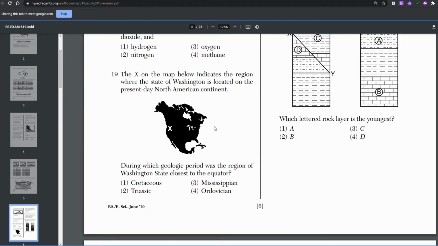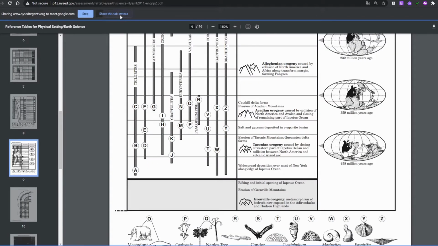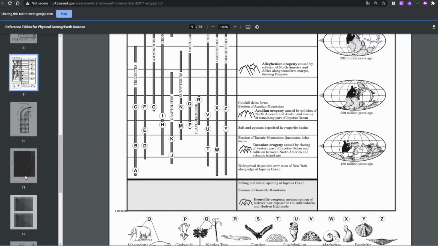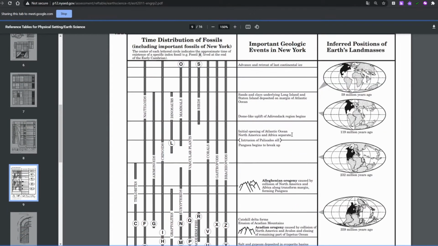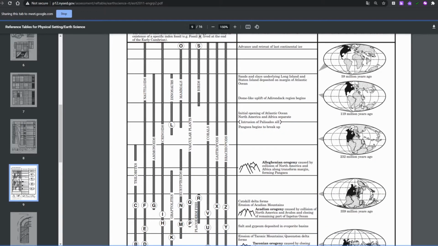19. The X on the map below indicates a region of the state of Washington, where the state of Washington is located on a present day North American continent. During which geologic period was the region of Washington state closest to the equator? When was Washington state closest to the equator? So we're going to go back to our reference table, and we're going to look at page 9, our geologic history page.